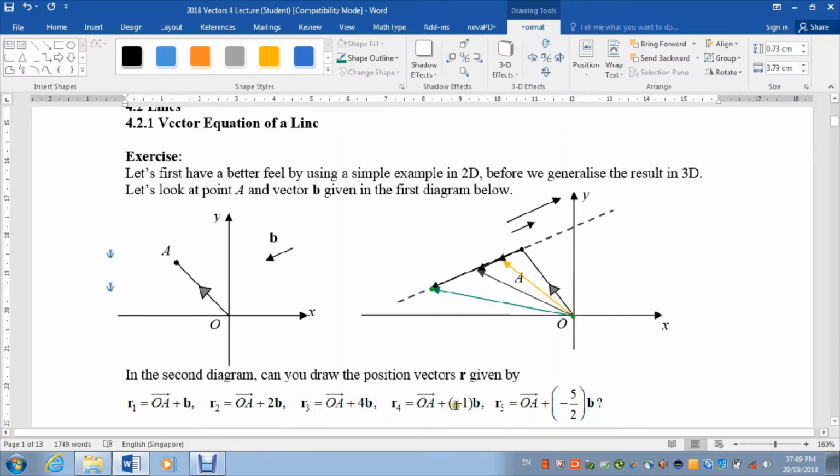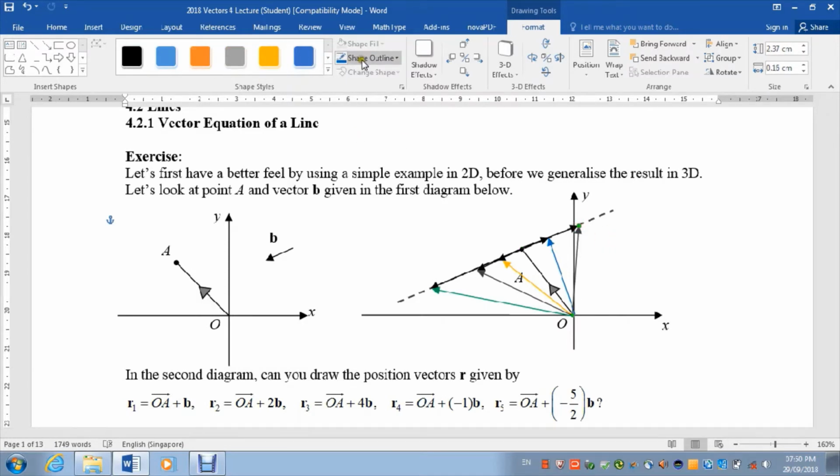And then you can do the rest, R4. So suppose this little arrow here is negative B, and then OA plus negative B will give you this. So this is a position vector of a point on the line again. And the fifth one, R5, again will give us the position vector of another point on the line. So for example, this.